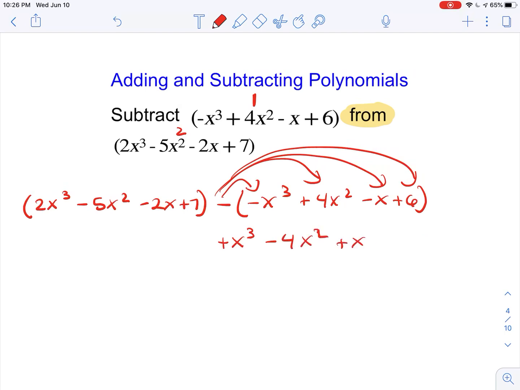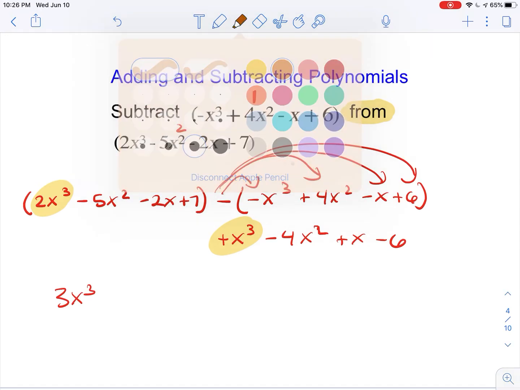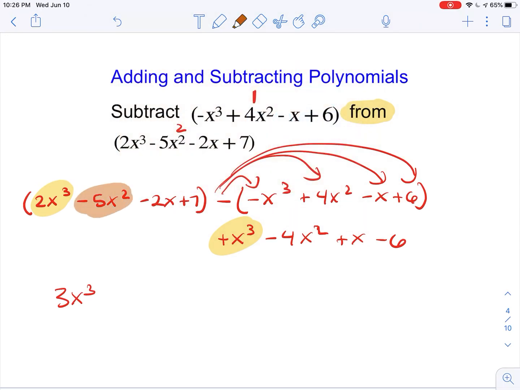to all four, so that becomes a positive x to the third power minus x squared plus x minus 6, and combine my like terms. So x cubed will combine with this x cubed to give me 3x cubed.